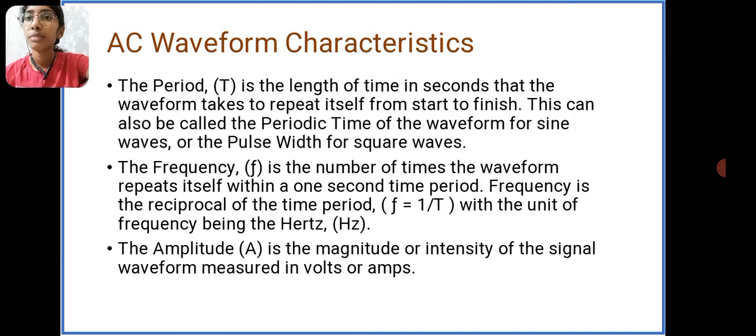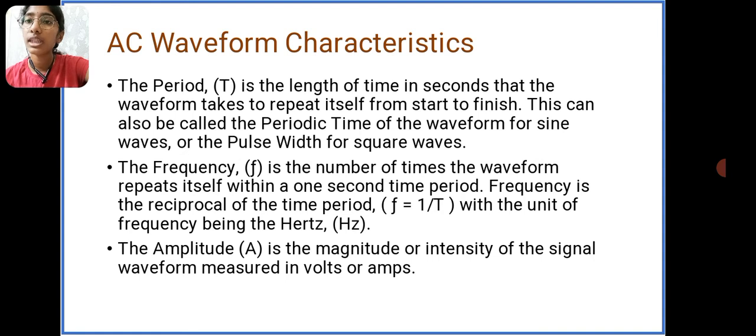AC waveform characteristics. The period T is the length of time in seconds that the waveform takes to repeat itself from start to finish. This can also be called the periodic time of the waveform for sine waves, or the pulse width for the square waves. So this will be called the periodic time for the sine wave and pulse width for the square waves.